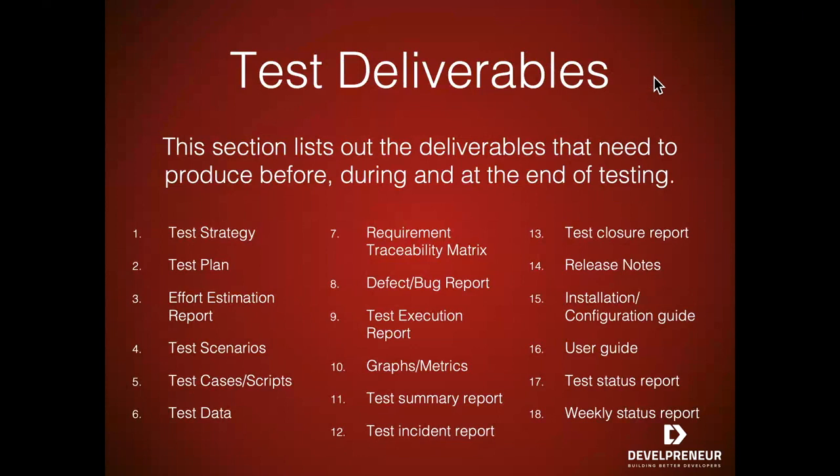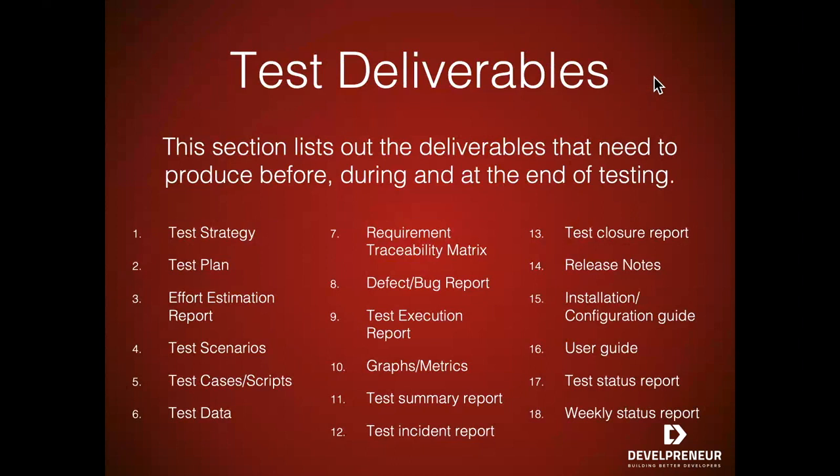And these are some of our test deliverables. This section lists out the deliverables that need to be produced before, during, and at the end of testing. Essentially, these are the test artifacts which are given to stakeholders of a software project during the SDLC of a project. A software project which follows the SDLC undergoes different phases before delivering to the customer. In the process, there will be some deliverables in each phase. Some of the deliverables are provided before the testing phase commences, and some are provided during the testing phase and the rest after the testing phase is completed.